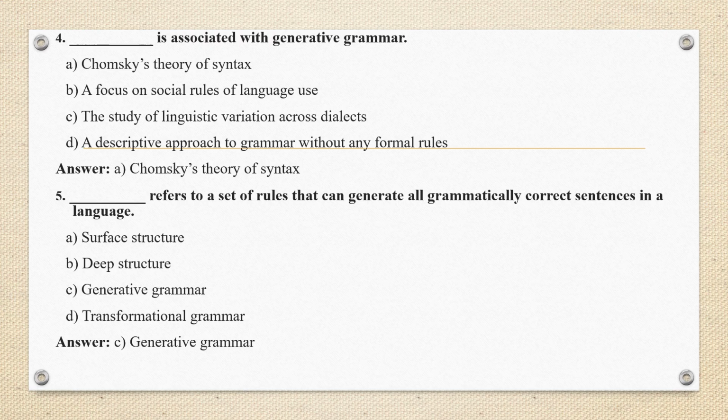So next we have dash is associated with generative grammar. So Noam Chomsky's theory of syntax, that is sentence structure, is mainly focused in generative grammar. So dash refers to the set of rules that can generate all grammatically correct sentences in a language. It is generative grammar. So it focuses only on the generation of grammatically correct sentences.